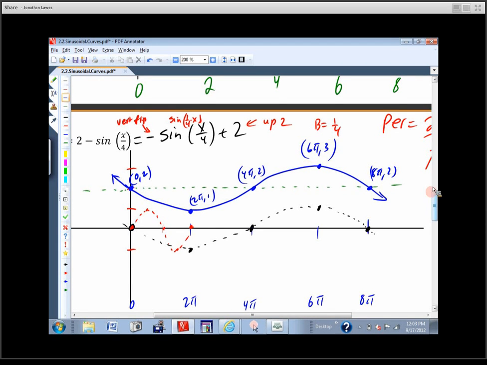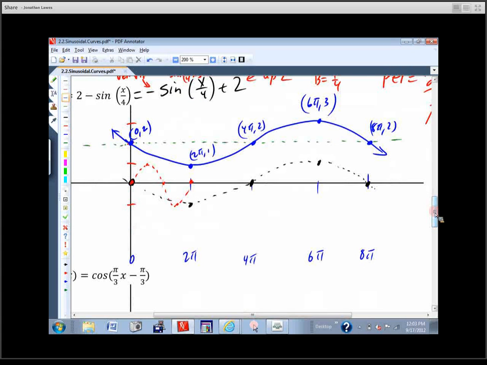Okay, I've gone kind of slow for the most part. Everybody okay? Because I am going to speed it up just a tad. Okay, take a look at the next one then.